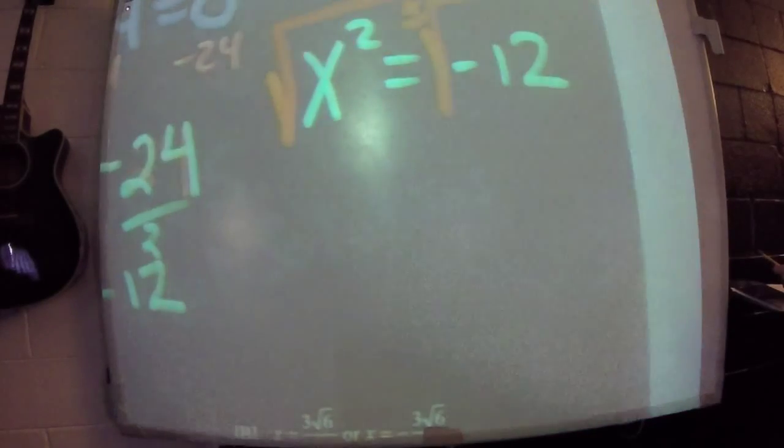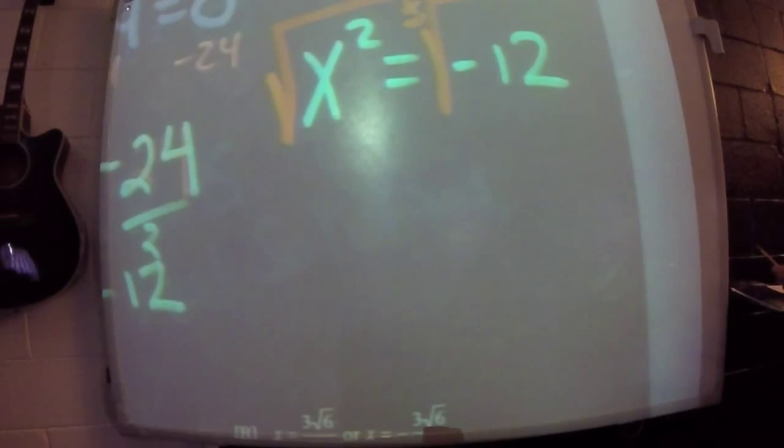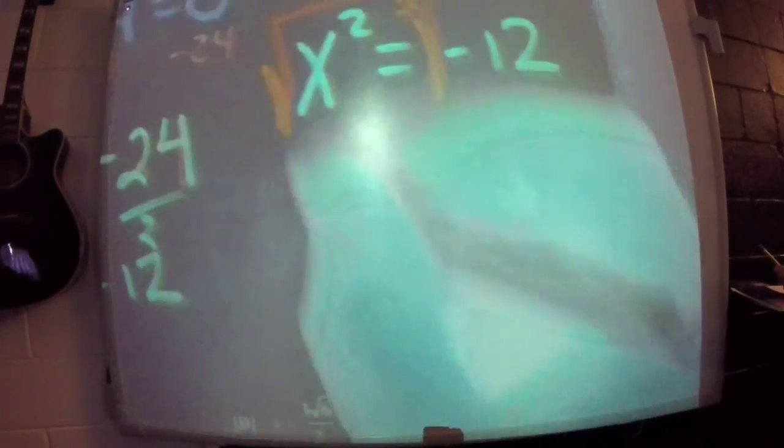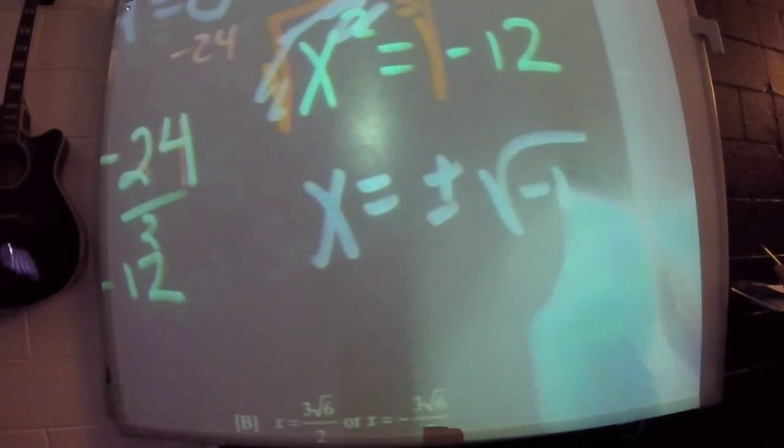But what happens when you square root a negative number? Square crosses out. What happens on the right side, though? What if you have a negative under your root?